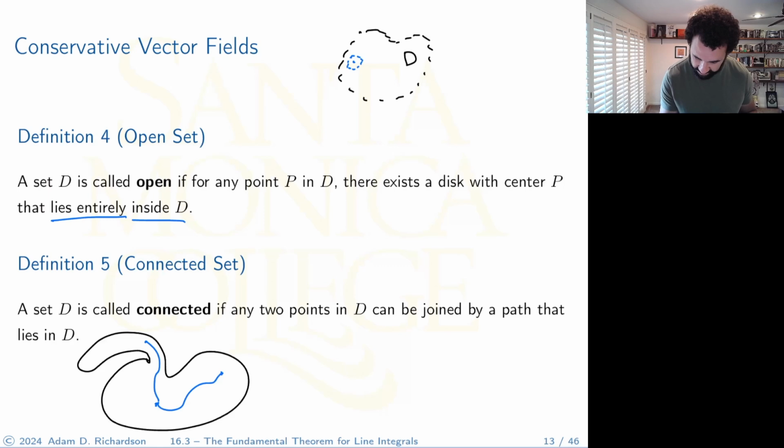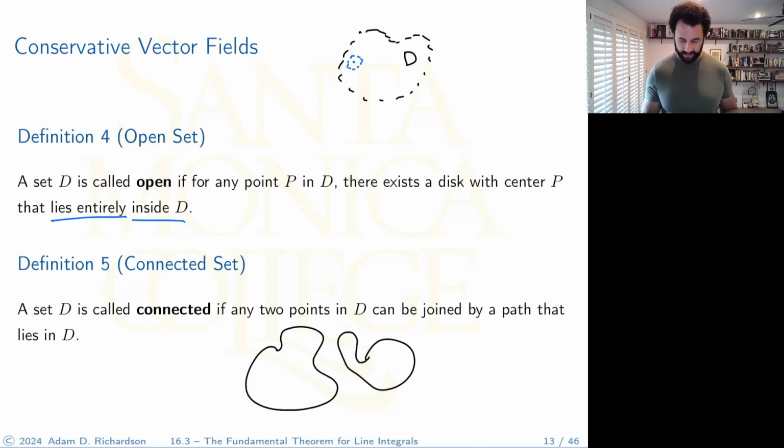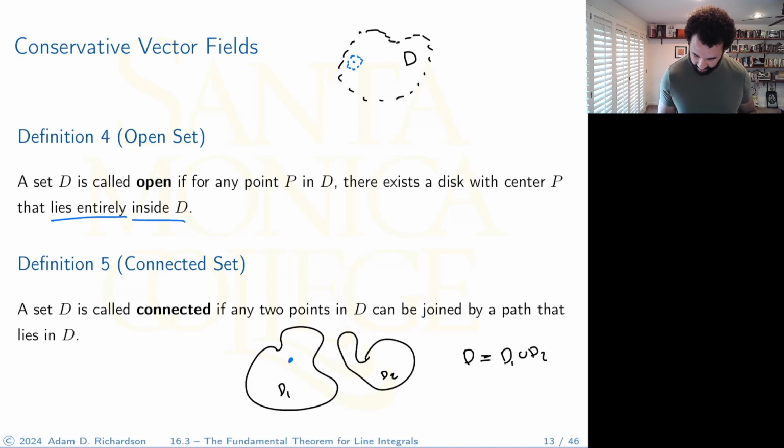Now, for comparison, think about this set right here, the union of these two sets. Let's say our set D, maybe I'll call this D1 and this is D2. We can say D is the union of D1 and D2. Well, if I pick a point over here and a point over here, I can't connect them with a path without leaving the set. So this is a set that is not connected at all.